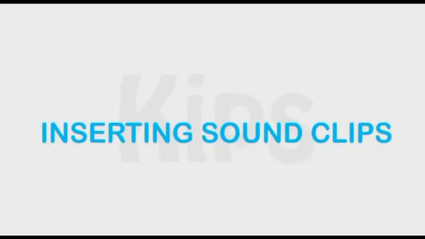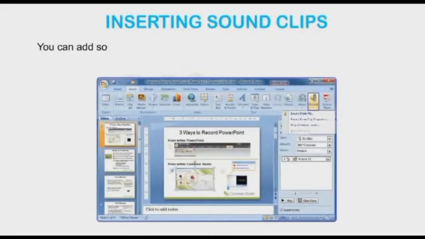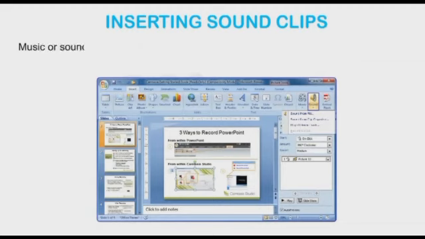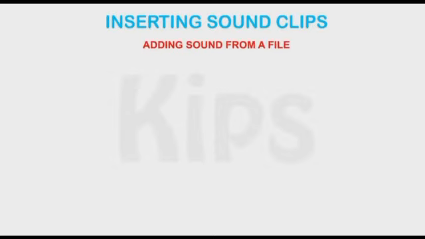Inserting sound clips. You can add sound in the form of music or special effects to give importance to certain points. Music or sound can be added from a file saved on your computer, an internet recorded sound, or from a CD-ROM. Adding a sound from a file.